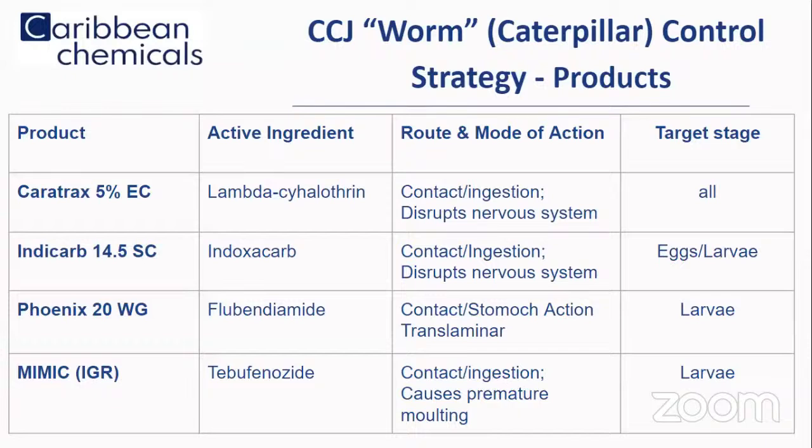Then we come in with our Indicarb, which is also a contact insecticide. This has a larvicidal effect and an ovicidal effect, so it gets rid of your eggs and your larvae at once. Based on the level of infestation in your field, we consider a product. If you have a very high infestation, like diamondback moth at about 80% infestation causing damage to your crop, we'll go in first with the Phoenix, and this will give you a quick knockdown.